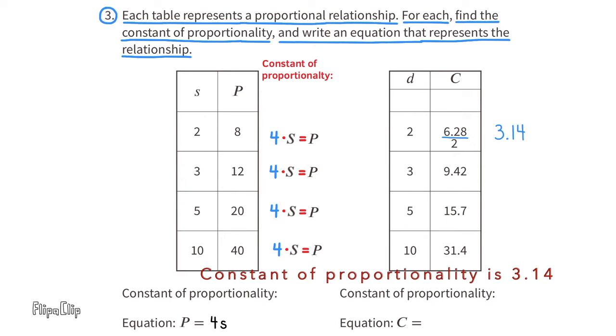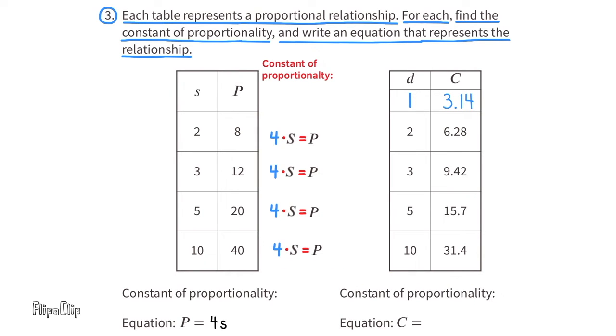We divided 6.28 by 2 to get 3.14. Now we have to divide 2 by 2, and that gives us 1. So when the value for D is 1, the value for C is 3.14. So the equation would read C equals 3.14 times D, which is the same as C equals 3.14D.